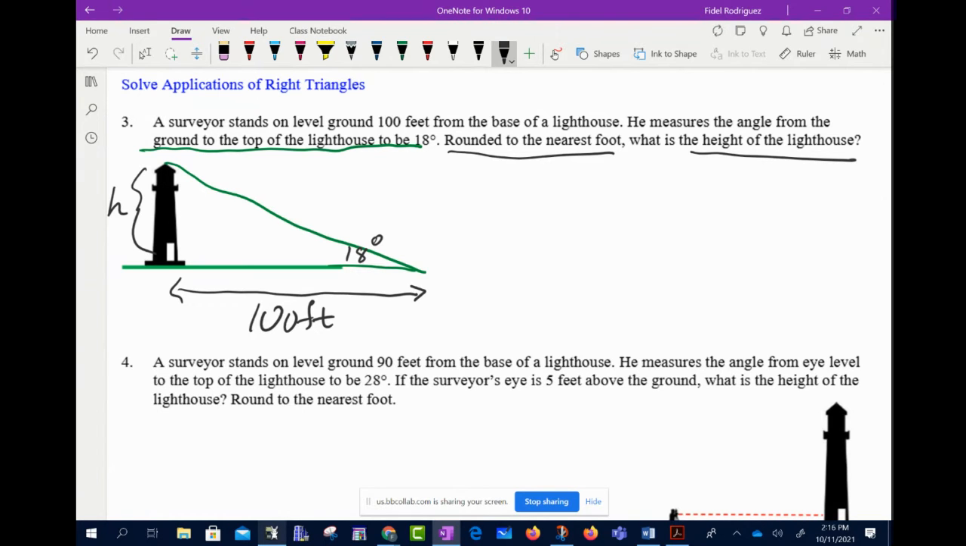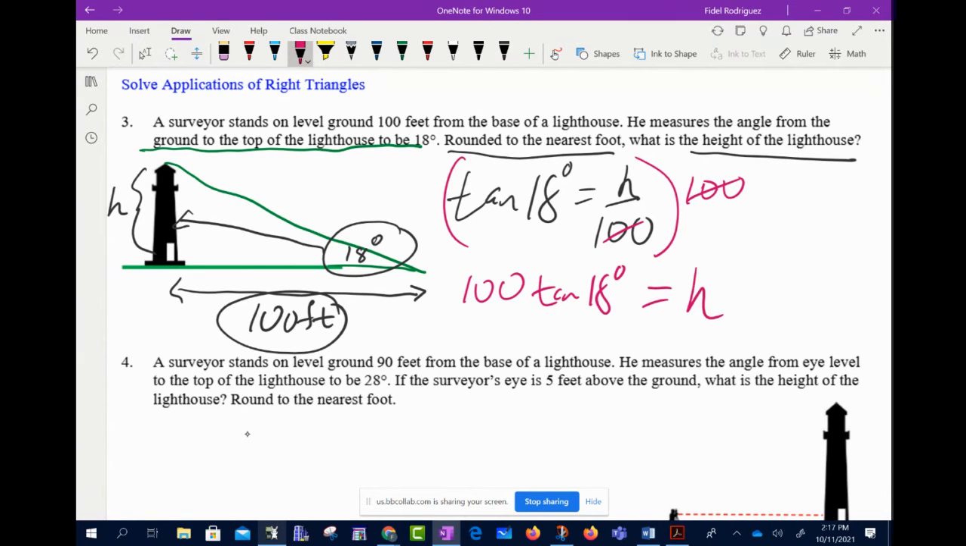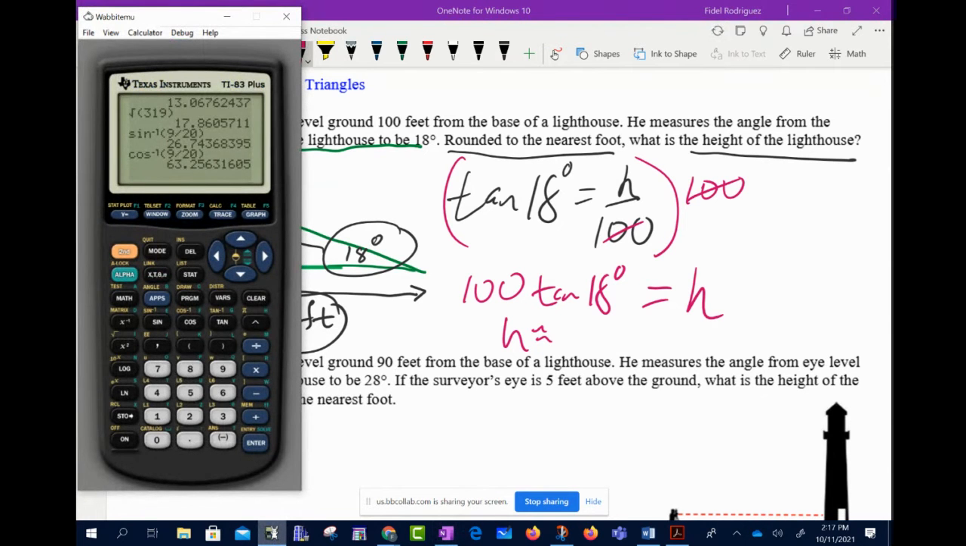Okay, so is there any trig function for, say, 18 degrees that involves the opposite side over the adjacent side? I mean, tangent, right? So we know the tangent of 18 degrees is equal to h over 100, right? So just like we did before, couldn't we multiply both sides by 100? So we know 100 tangent of 18 degrees, this 100 and that 100 are going to cancel, is going to be equal to h. And so now we're going to approximate this again. So we're just going to go 100 tangent of 18 degrees.